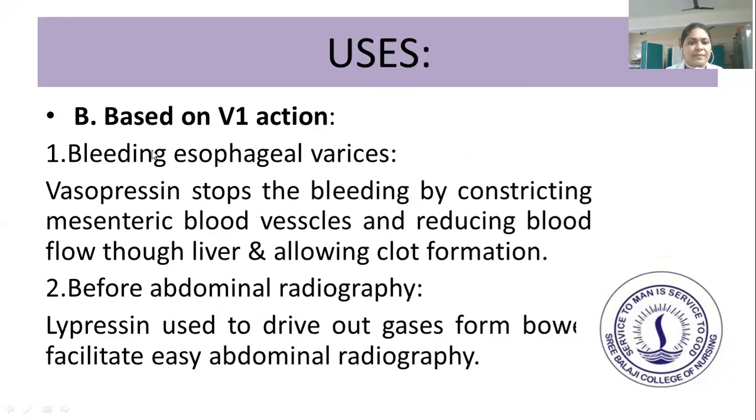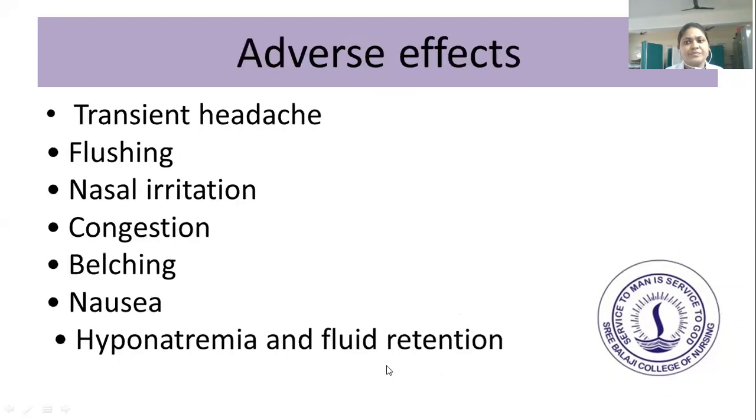Already we have seen this drug is mostly used in esophageal varices. So the first one is bleeding esophageal varices. Vasopressin stops the bleeding by constricting the mesenteric blood vessels and reducing blood flow through the liver, allowing clot formation. The second one is before abdominal radiography, where vasopressin is used to drive out gases from the bowel, facilitating easy abdominal radiography.